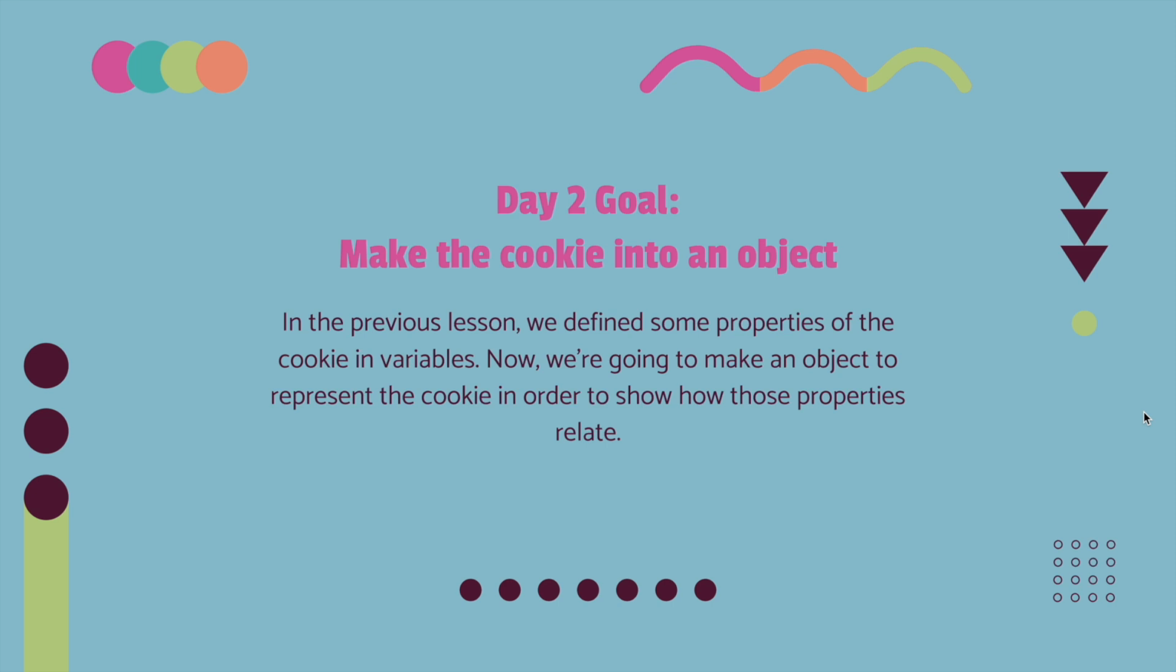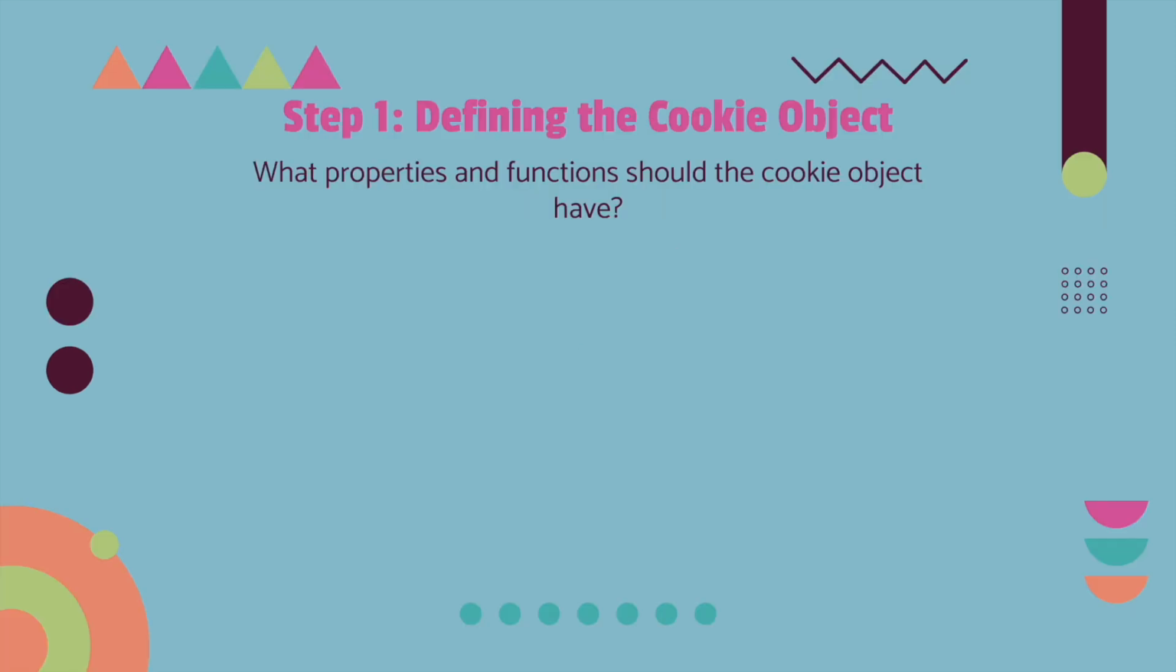Our goal for today is to make the cookie into an object. So in the previous lesson, we defined some properties of the cookie in variables, and now we're going to make an object to represent the cookie in order to show how these properties relate. So the first step is going to be defining the cookie object. So real quick, you want to think about what properties and functions the cookie object should have. I'll give you a few seconds to think about that, and then I'll resume.